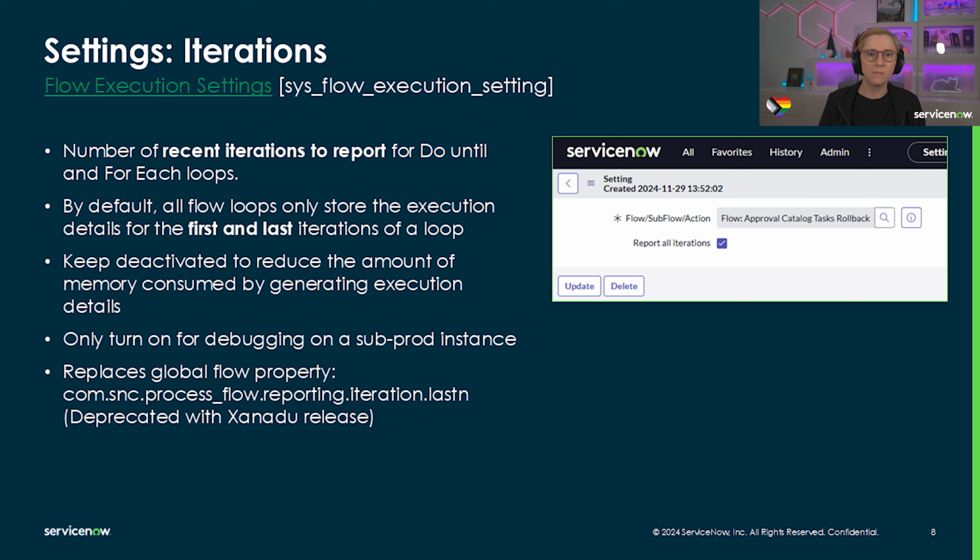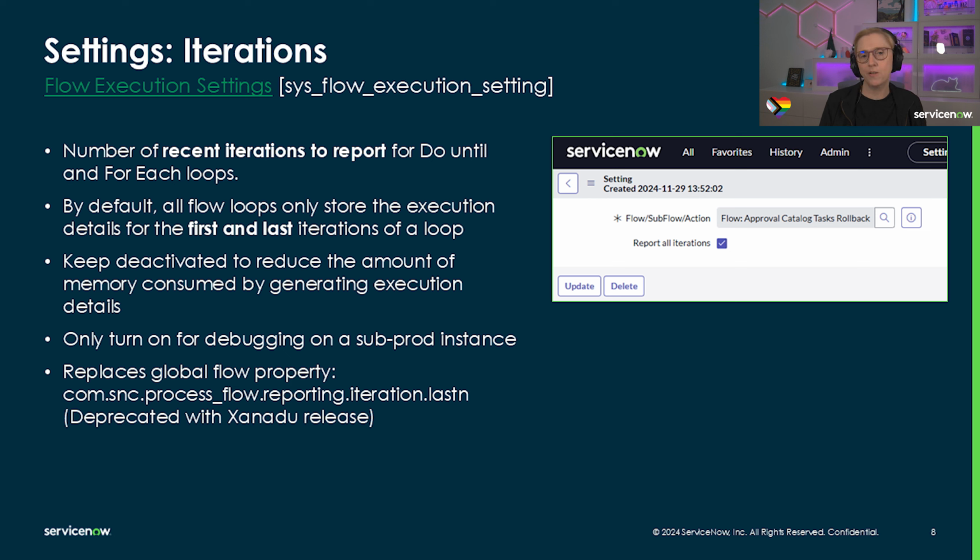Sometimes you need to debug a specific flow or subflow on a subprod instance, but you don't want to turn this on globally. With the newly introduced flow setting that you can find on the sysflow execution setting table, it is now possible to turn on reporting for all iterations per each flow. Use this carefully and remember to turn it back off before you deploy your flow to prod.